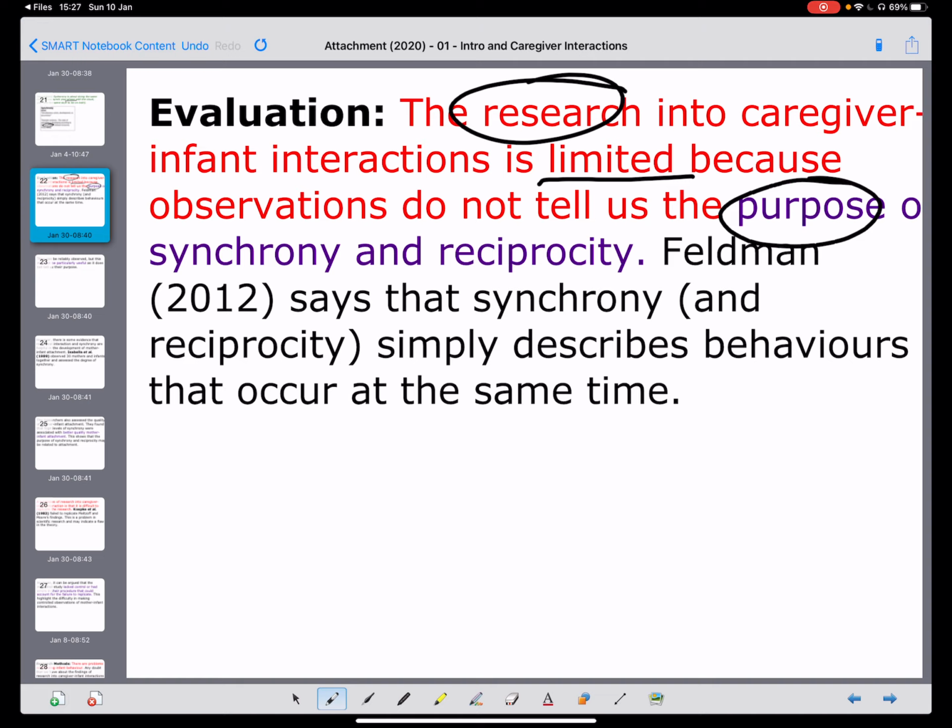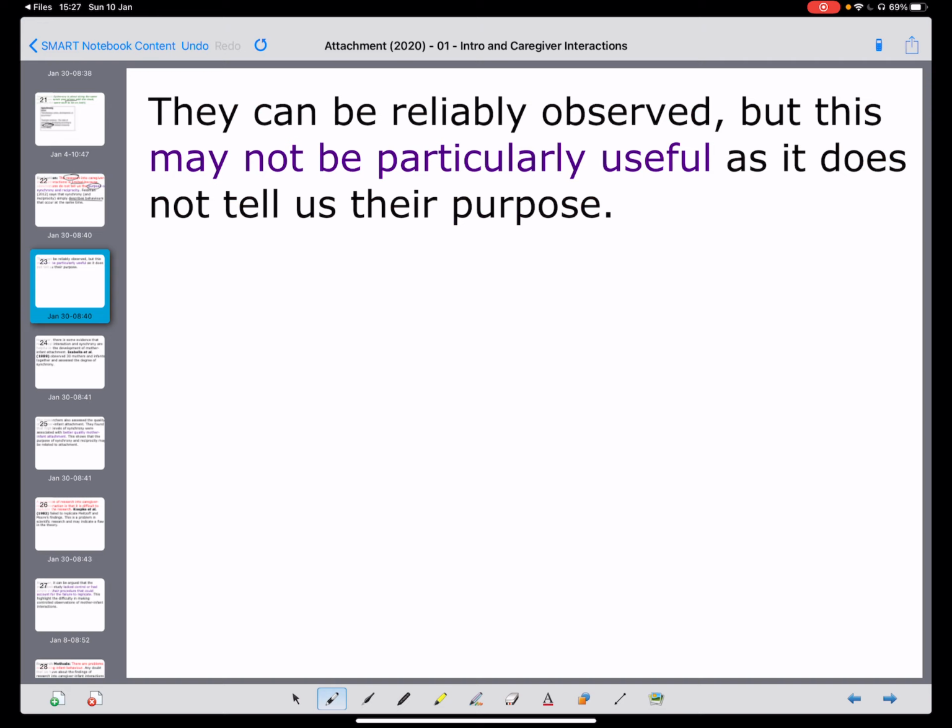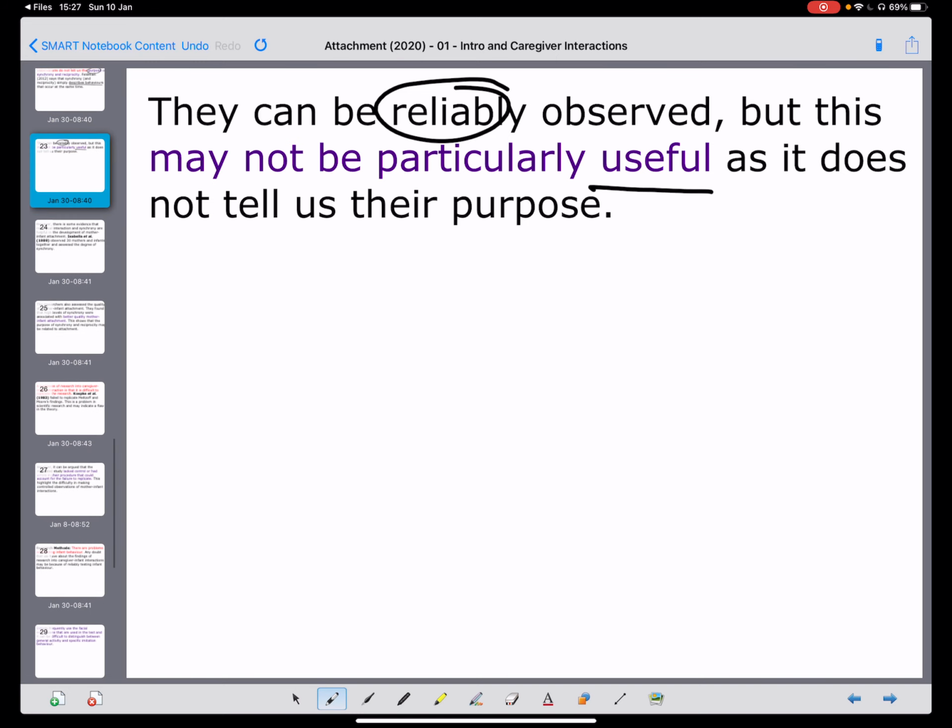And so, for example, Feldman says here that synchrony and reciprocity, you could argue, simply describes the behavior. So therefore, there are limitations here in terms of what is the purpose of this particular idea of caregiver-infant interactions. And we also know that we can reliably do this. Obviously, we know that the Feldman research, Meltzoff research, sorry, was recorded, but it's not necessarily useful. And so we do have a concern there. So that's one of my evaluation points.